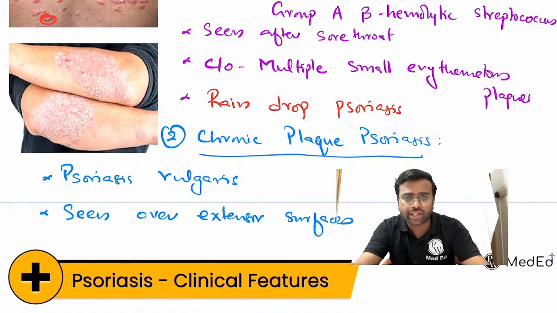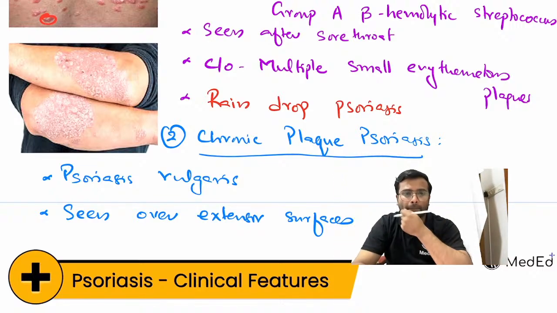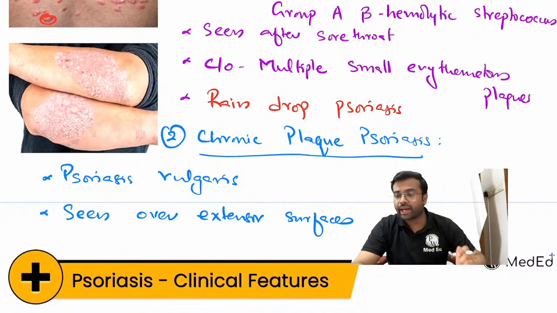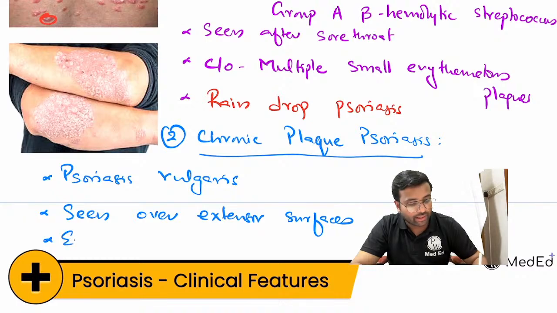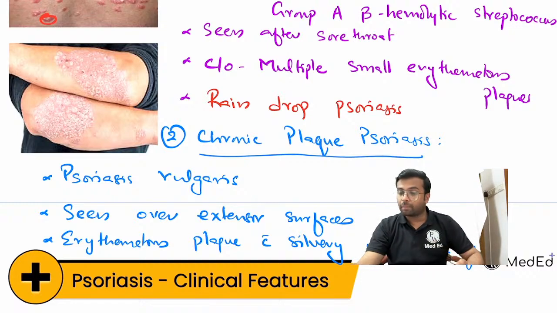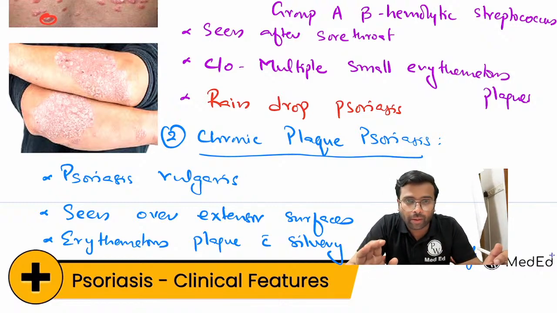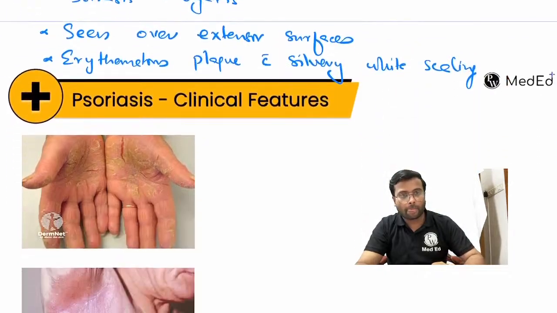And obviously, as you know, how do you find these lesions? How do you see these lesions? Anyone? This is going to be erythematous plaques with silvery white scaling. So that is how you can see these lesions. Clear? So now let's move to the next one.